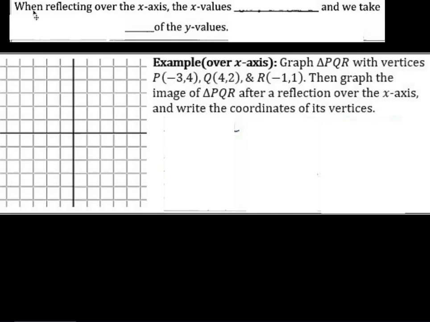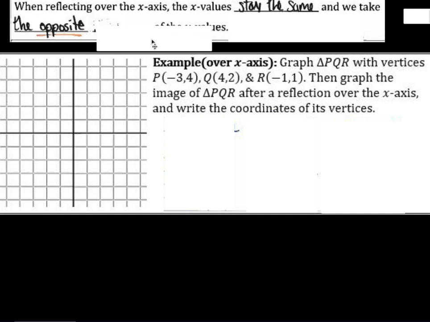So then it says underneath of that, when reflecting over the x-axis, the x values always stay the same, and we take the opposite of the y values. So we're going to use this first example as such. We're going to graph the triangle PQR with these vertices, and then graph the image when it's reflected over the x-axis.